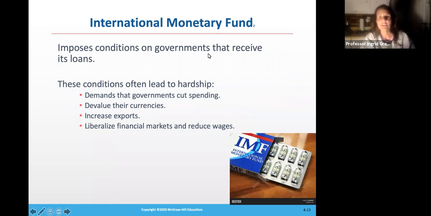It imposes conditions on governments that receive its loans. These conditions often lead to hardship, as I mentioned with Greece, right? Demands that governments cut spending, devalue their currencies, increase exports, liberalize financial markets, and reduce wages. And they have a little illustration here. The IMF, it's like a tablet, I guess. You can just take one and it'll resolve your financial issues, I guess is what they're trying to say, in theory.